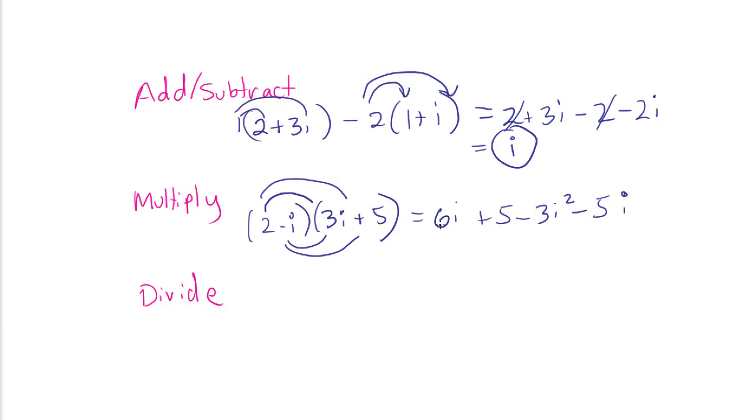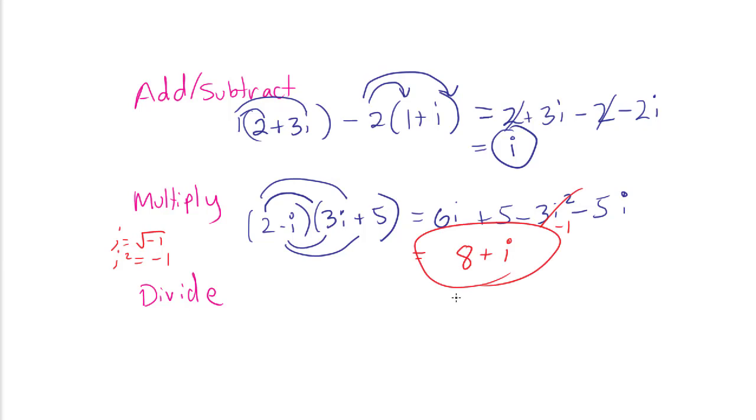Now I'm going to combine like terms. But before I combine like terms, I'm going to note something a little special here. i squared is a separate term. It's actually a real number. Remember, the definition of i is the square root of negative 1. So i squared is simply negative 1. So I'm going to substitute negative 1 for my i squared. And now I'm going to combine like terms. 6i minus 5i is 1i. 5 minus 3 times minus 1 is 5 plus 3. This becomes 8 plus i.